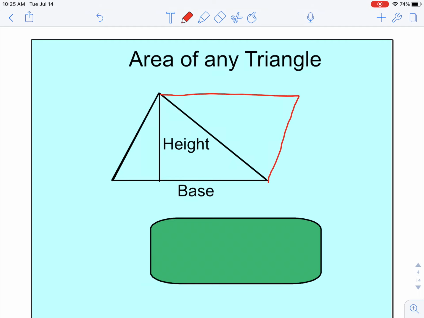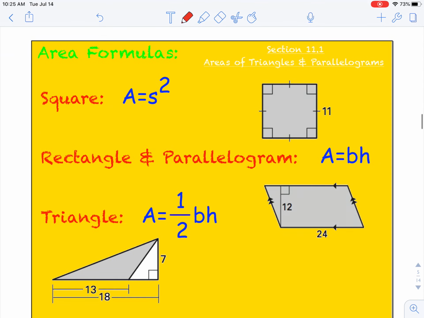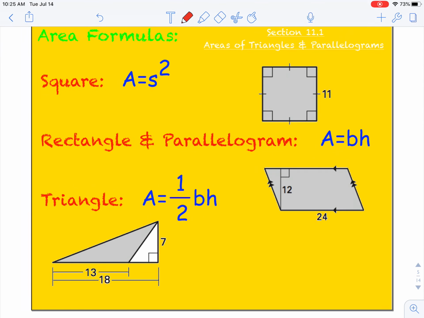Because if you take this triangle right here and you duplicate it and you move it over, you basically have a parallelogram. So you have a base right here of your parallelogram. You still have a height right here. So really, this triangle that we want to find the area of is just half of a parallelogram. So that's why our area is 1/2 the base times the height.